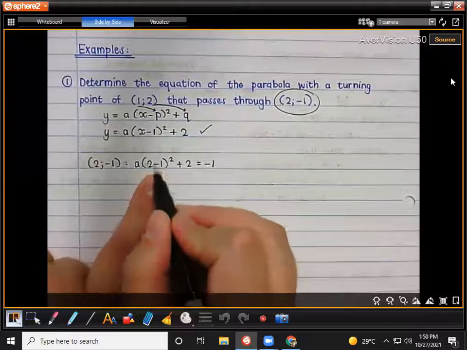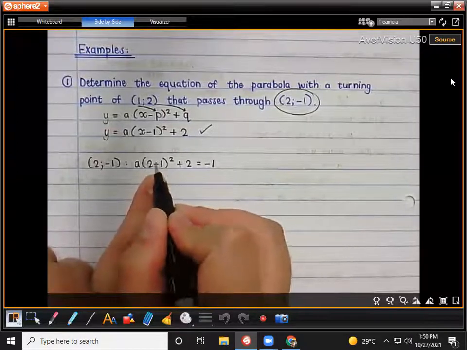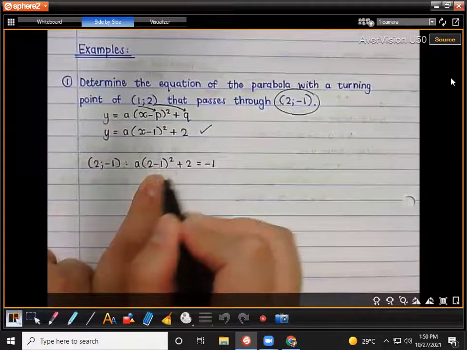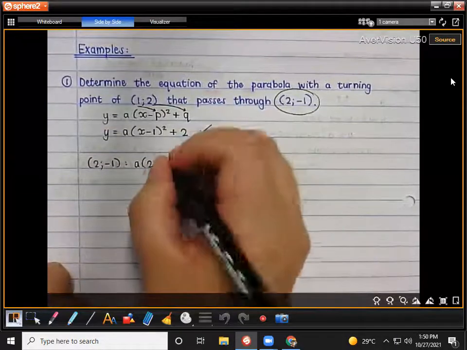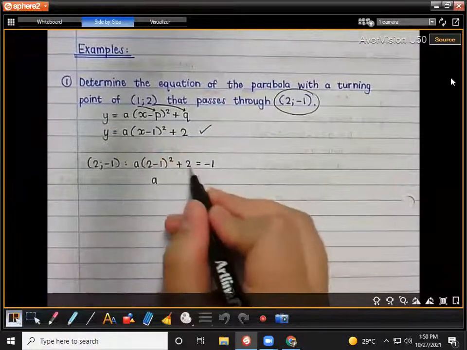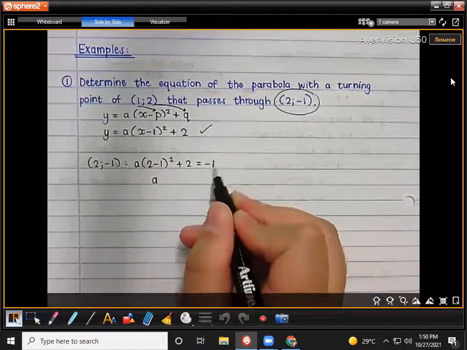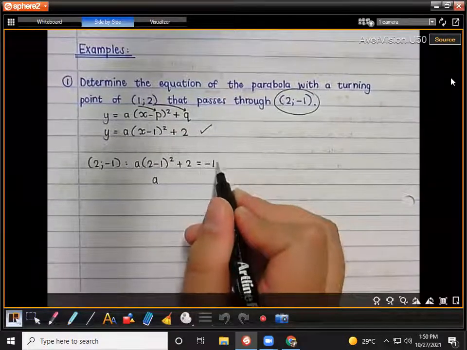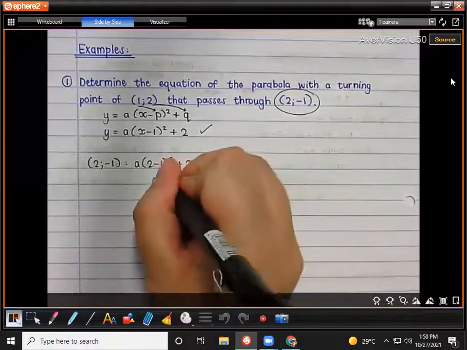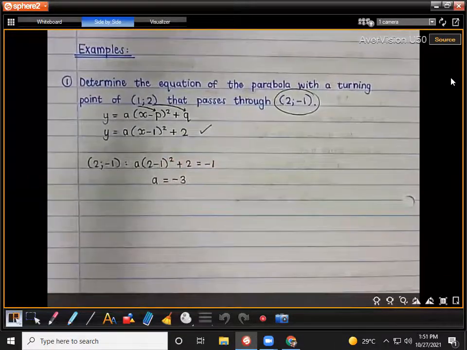What is 2 minus 1? 1. What's 1 squared? 1. So this is just a, right? This whole term, that is just a. If I move this plus 2 over to the other side, it's going to become -2. What is -1 minus 2? -3. So a is -3. You can do that in more steps if you wanted to. You could have just written it as a plus 2 equals -1 and then move the plus 2 over.